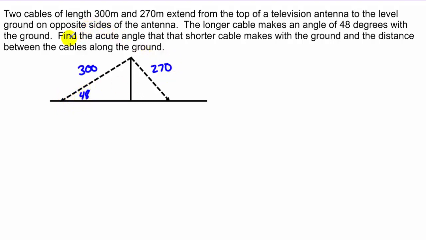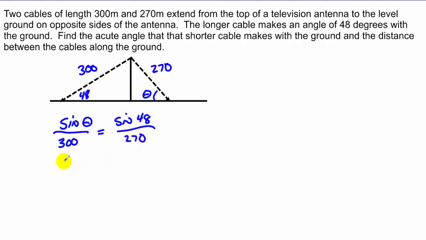And we want to find the acute angle of the shorter cable on the ground. So we basically want to find theta right here. This is really set up nicely for a law of sines problem because, if you'll notice, I have two sides and an angle given, and here's the missing angle. So I could take the sine of theta over the opposite side, 300, is equal to the sine of 48 over 270.